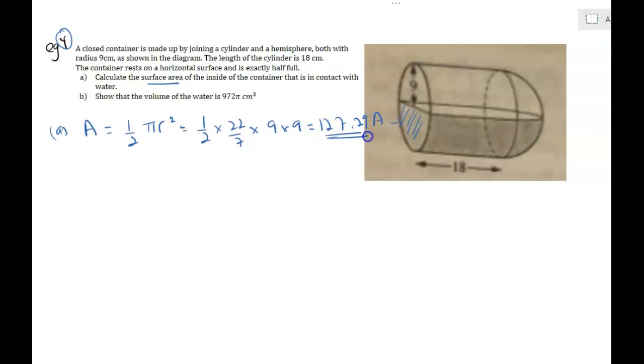127.29, I could say, right? So that is just for A. Now let me move on to the other part. If I were to look at this shape here, which is the cylinder part of it, right?